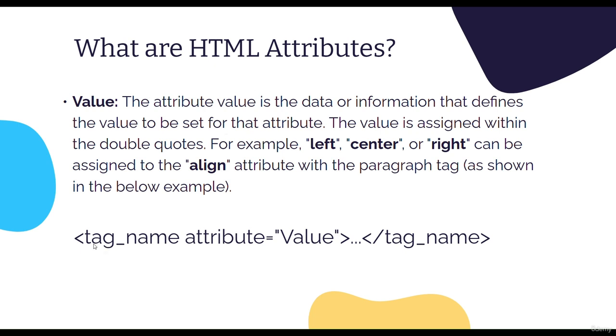As you see, this is the tag name. It can be anything, P or H1, anything. And here is the attribute equal to, inside double quotes, we must give the value to the attribute name.